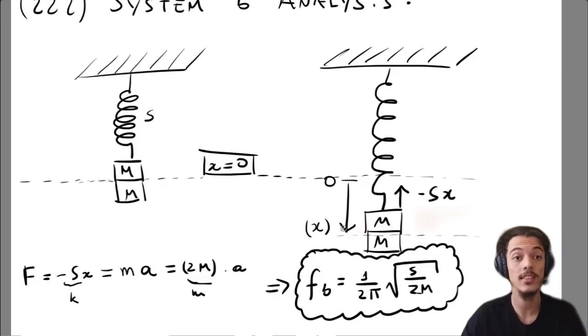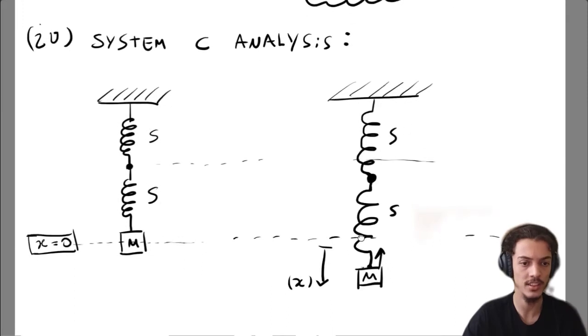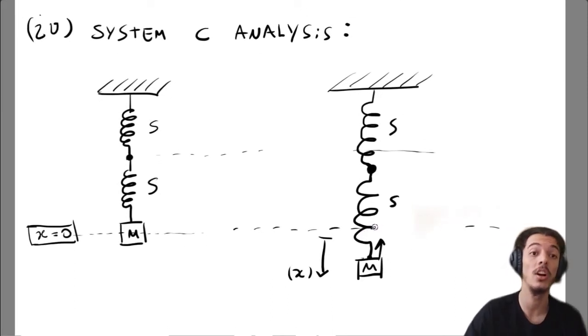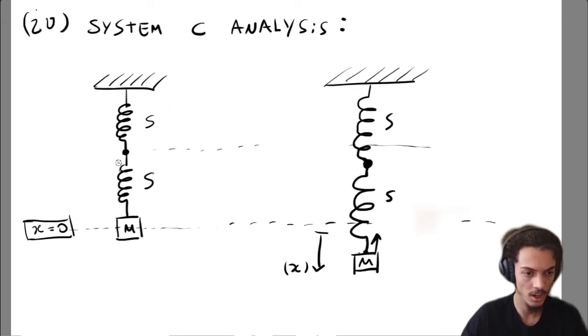Let's attack the system C too. Come with me. Here we have the system C. This is a more complex system. We'll have to think more deeply into the system. But let's do it. We have here our system in the equilibrium position, okay?